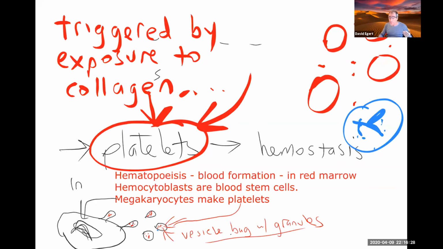And your blood vessels are ripping all the time. Think about it, you get a bruise, you hit yourself, just moving around. These blood vessels are so delicate. So you constantly have to be able to repair the little rips.